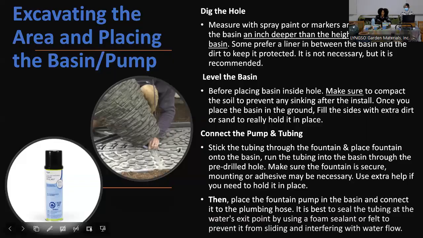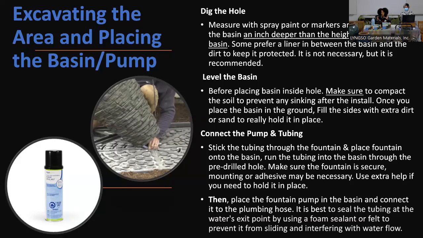So when you are measuring the hole, based on the size of your basin, you'll want to mark and dig an inch deeper than the height of the basin that you're using. Some people do prefer a liner between the basin and the dirt to keep it protected. It's not necessary, but it is recommended to increase the longevity of your basin. Before you place the basin inside the hole, you'll want to compact your soil down as much as you can to prevent any sinking after the install, and to make sure that your measurement of that 1 inch isn't too deep.